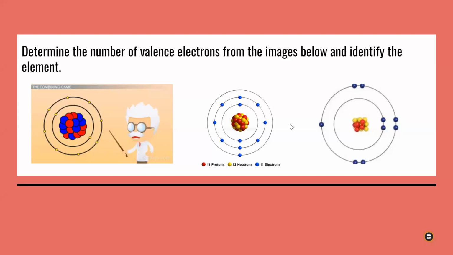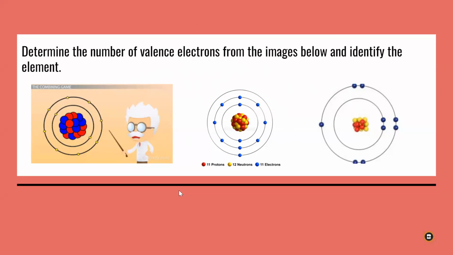So with that said, determine the number of valence electrons from these images. The valence electrons from these images are what? Pause the video and get your answer.